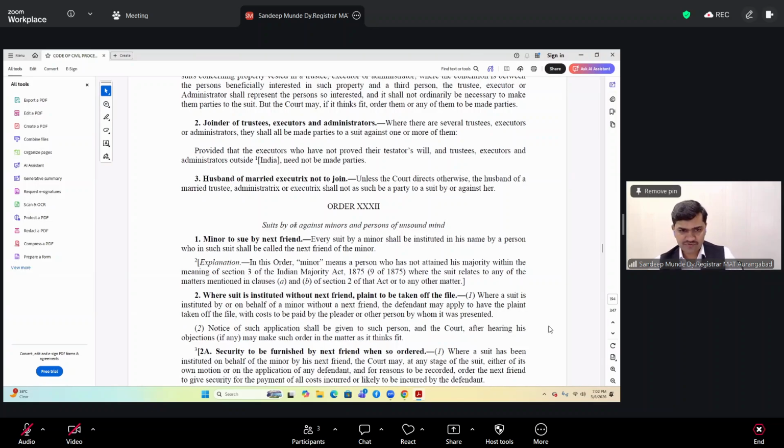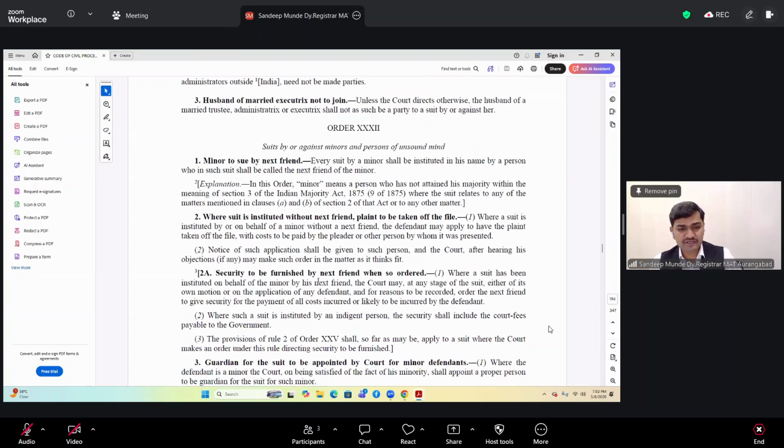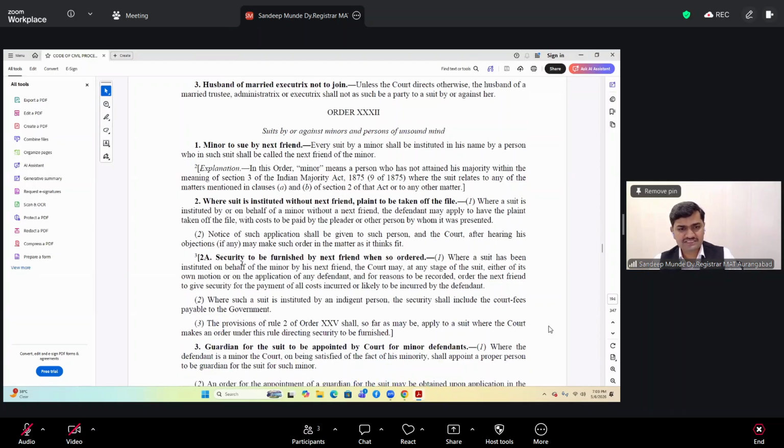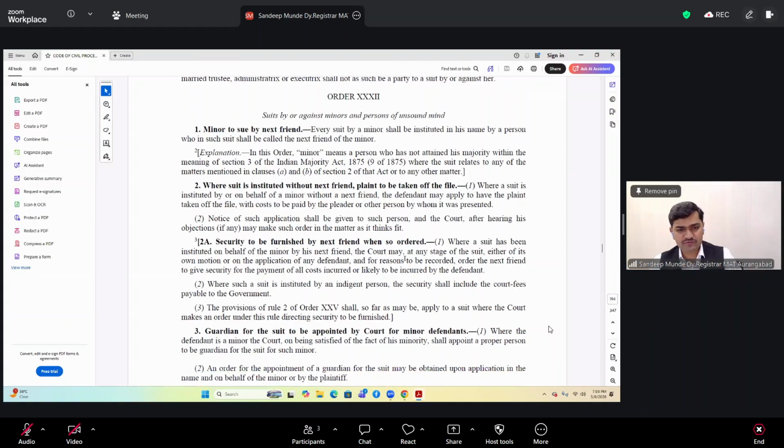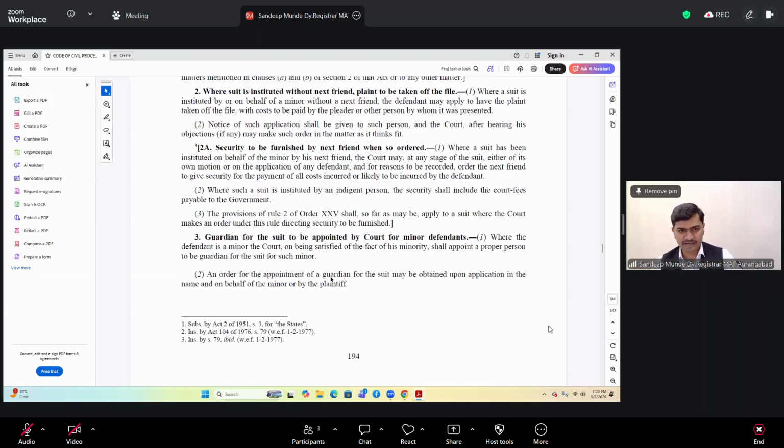Minor to sue by next friend: where a suit is instituted without a next friend, the claim is to be taken off, and costs can be taken from that person, or security is to be furnished by the next friend when so ordered. Guardian for the suit to be appointed by the court for a minor defendant: where the defendant is a minor, the court, on being satisfied of the fact of his minority, shall appoint a proper person to be guardian for the suit for such minor.